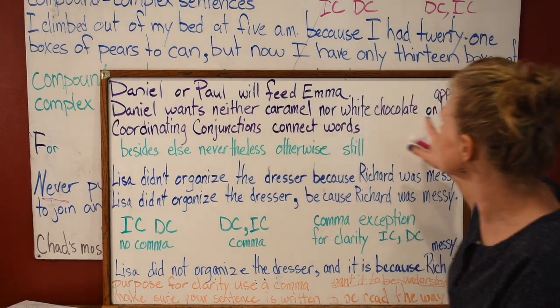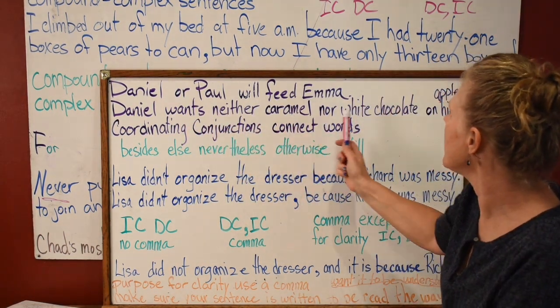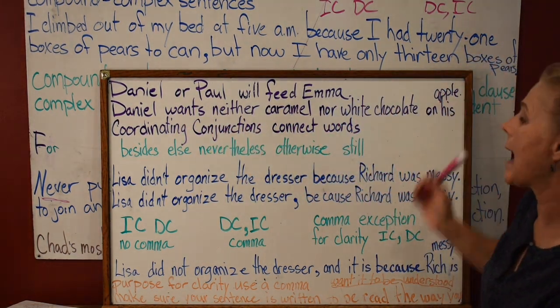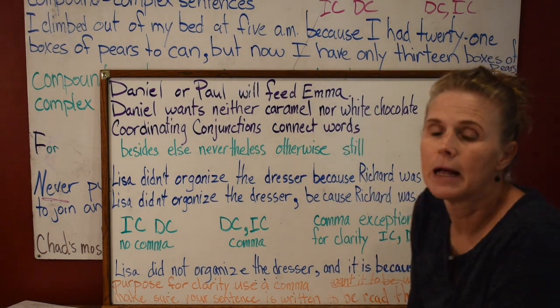What kind of sentence is this one? Daniel wants neither caramel or white chocolate on his apple. What kind of sentence is this? I don't know.